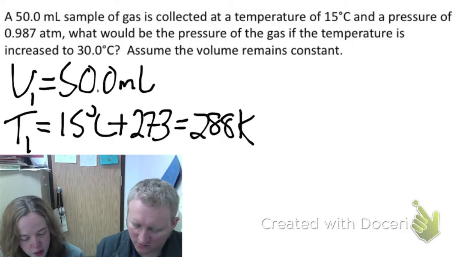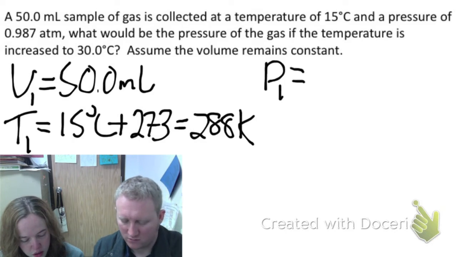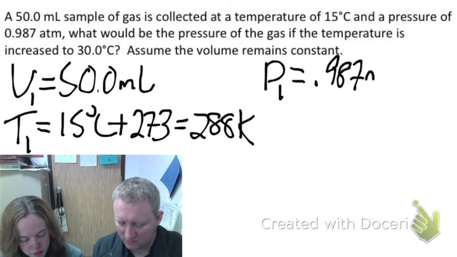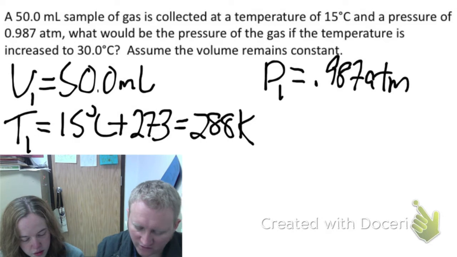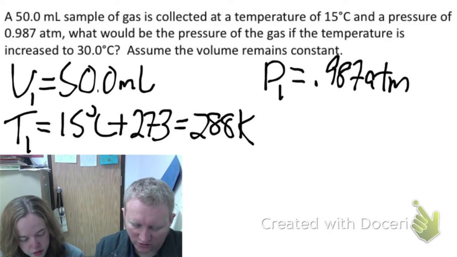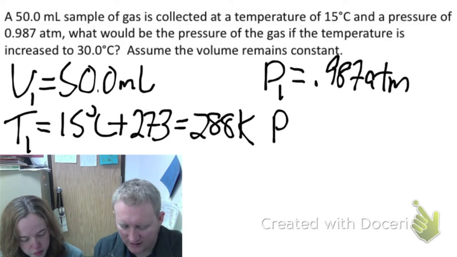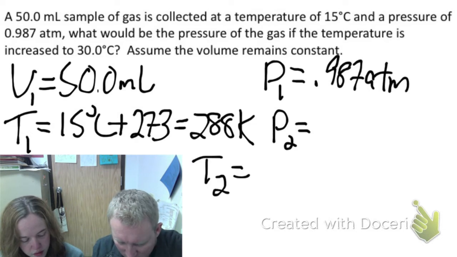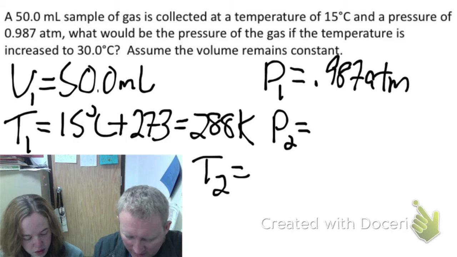So then, next thing we know, a pressure of 0.987 atmospheres. What would be the pressure of the gas if the temperature is increased to 30 degrees Celsius? So we want to know what the new pressure is, and we have a T2, which is 30 degrees Celsius.